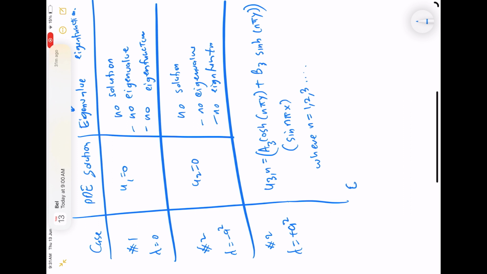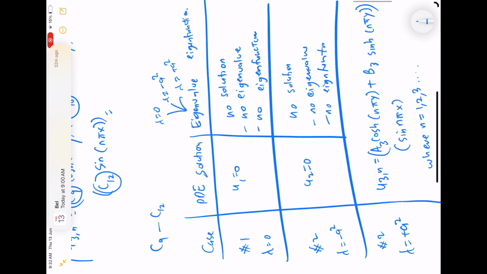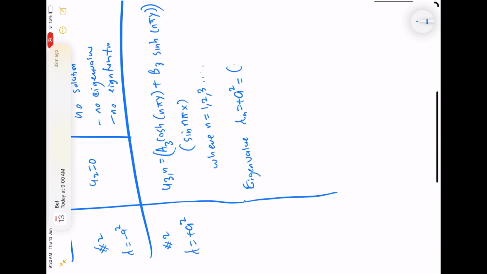And what is the eigen? Because it has a solution, right? So it has eigenvalue and eigenfunction. So our eigenvalue is lambda n equal to positive a sub n squared. The value of a we just found is equal to n pi. So because we have squared here, lambda n is n pi squared. And what is the eigenfunction? Our eigenfunction is this one.